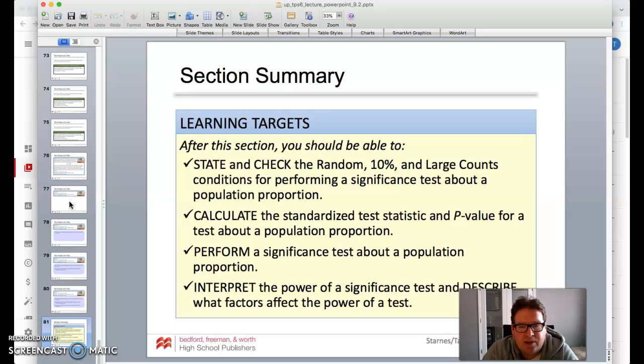So again, learning targets that we should have: we should be able to use our three conditions: random, 10%, large counts. Performing a significance test, we should be able to use the standardized test statistic and the p-value using our z-tables, perform a significance test about a population proportion, and then of course talk about the power of a significance test and describe what affects those powers that we have.